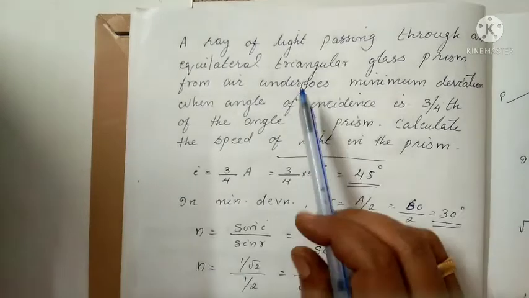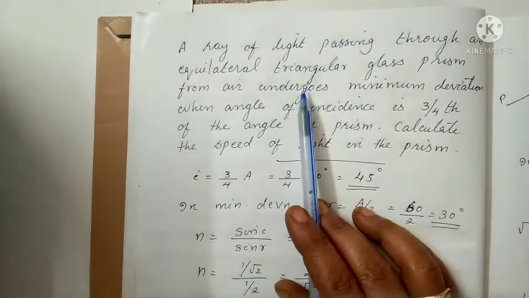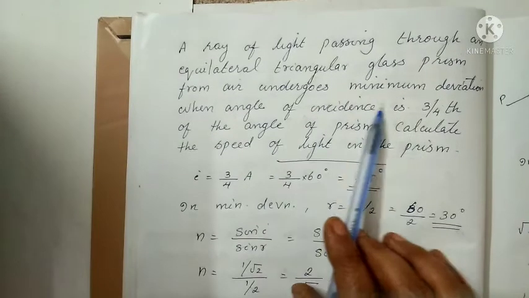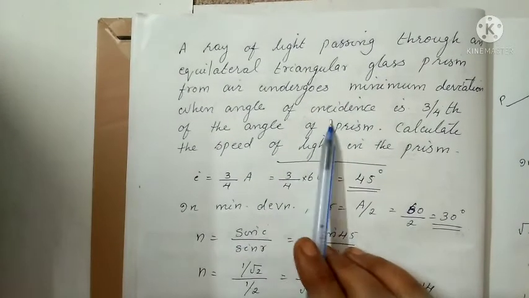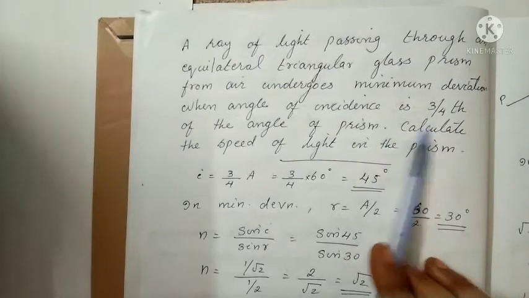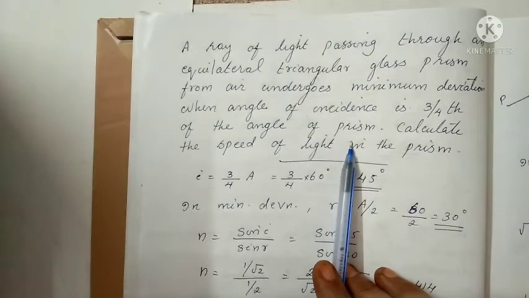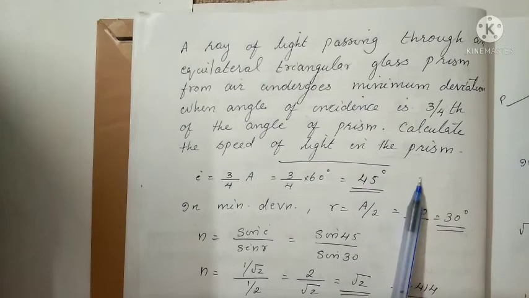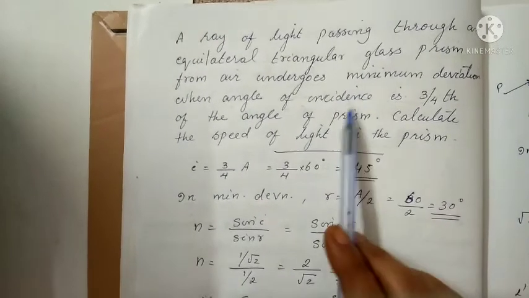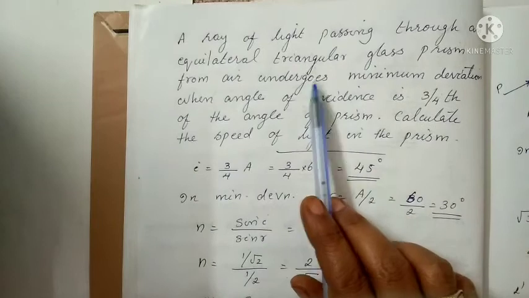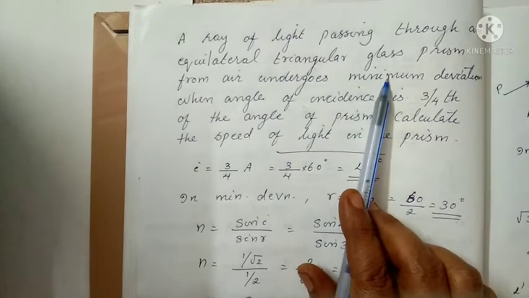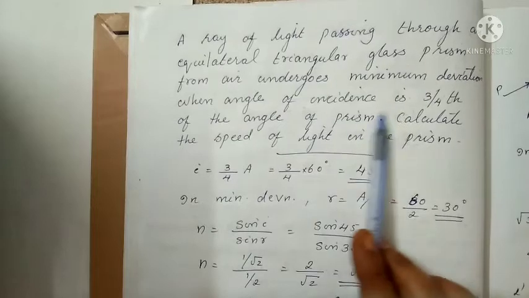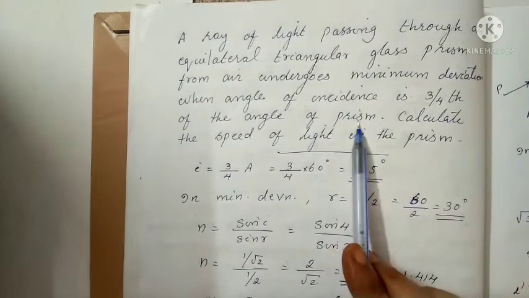Next question. A ray of light passing through an equilateral triangular glass prism from air undergoes minimum deviation when angle of incidence is 3 by 4th of the angle of the prism. Calculate the speed of light in the prism. So here a ray of light passing through an equilateral triangular glass prism from air undergoes minimum deviation when angle of incidence is 3 by 4th of angle of the prism.